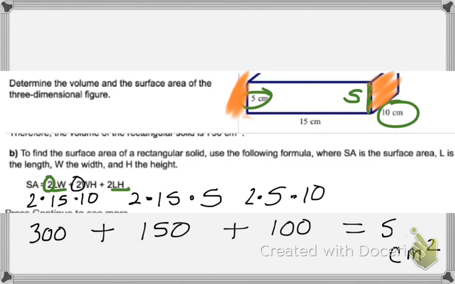So I've just shown you two different ways of finding the surface area and volume of the box. Hopefully that helps you out a little bit. And let me know if you have any other questions.